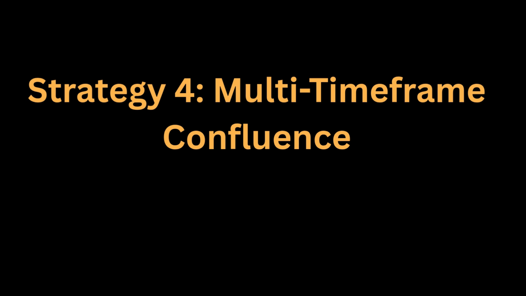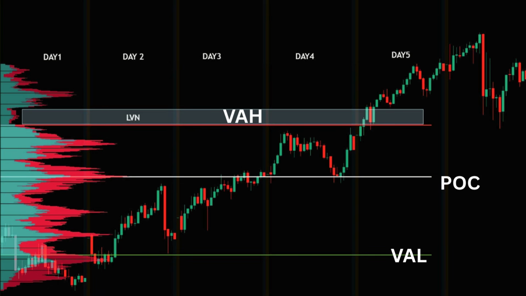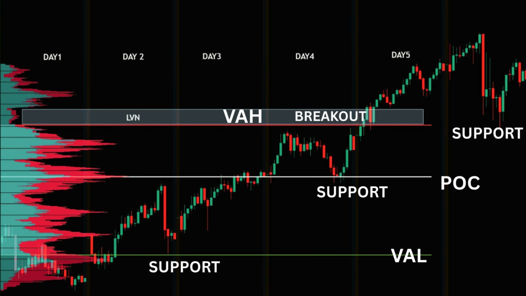Strategy 4, multi-time frame confluence. Use weekly FRVP to find strong HVNs and VAH zones. Then drop to the intraday level and look for alignment. When higher and lower timeframes agree, your odds of success improve dramatically.